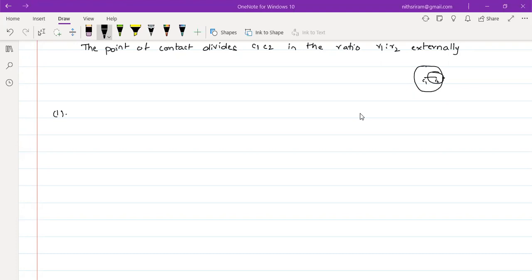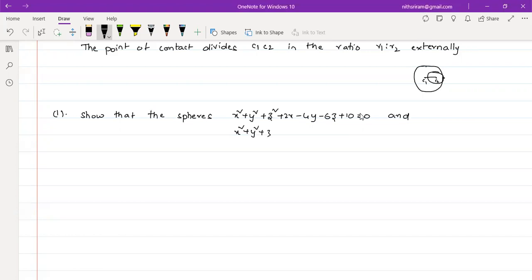So coming to the first problem, show that the spheres x square plus y square plus z square plus 2x minus 4y minus 6z plus 10 is equal to 0, and we are having one more sphere, that is x square plus y square plus z square minus 6x minus 4y minus 12z plus 40 is equal to 0.